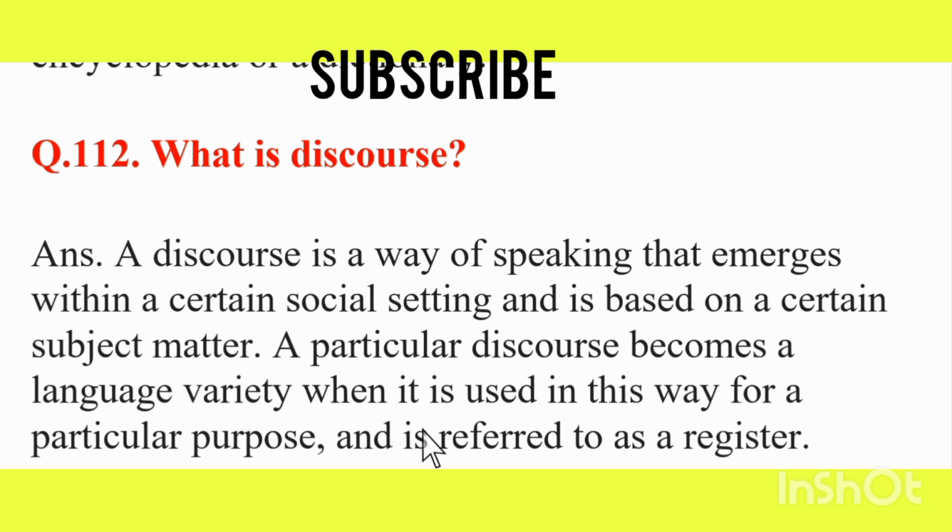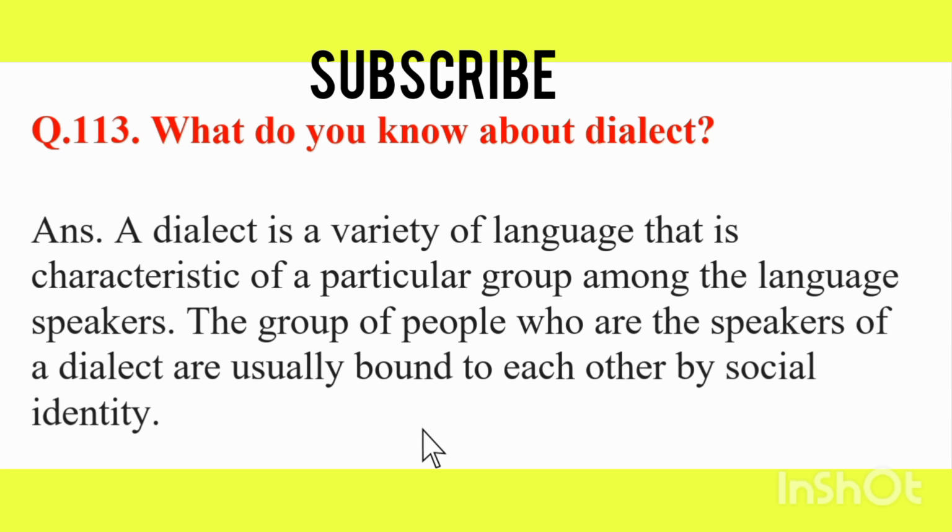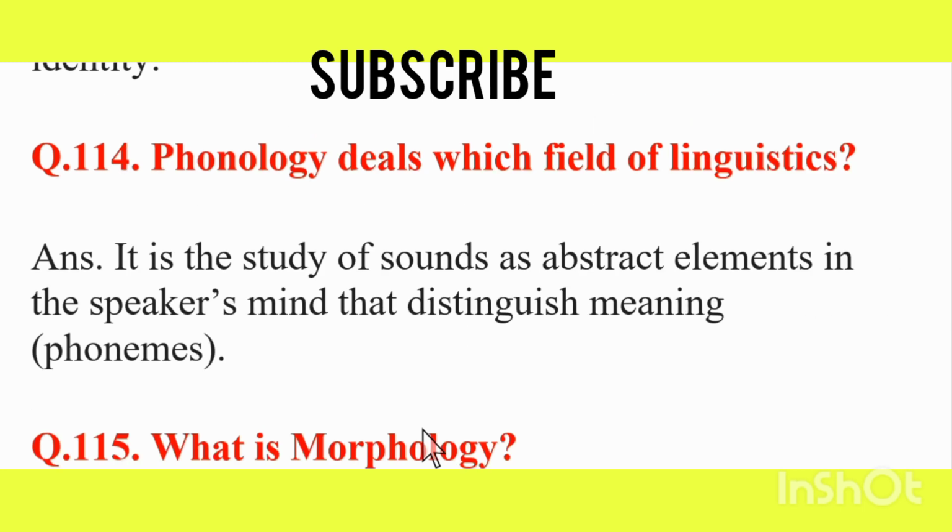A particular discourse becomes a language variety when it is used in this way for a particular purpose and is referred to as a register. What do you know about dialect? A dialect is a variety of language that is characteristic of a particular group among the language speakers. The group of people who are the speakers of a dialect are usually bound to each other by social identity.